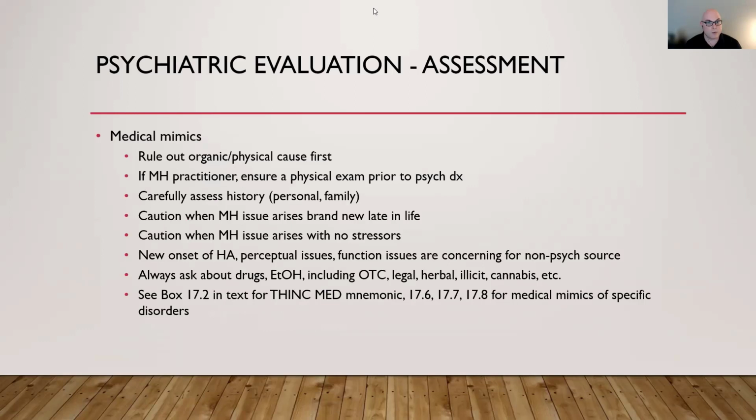Okay, so now again, we're deriving our diagnoses here. That's what we're doing in the assessment. So the first thing we've got to think about is medical mimics. We have to rule out those organic and physical causes first. The reason being, a medical mimic can be a severe life-threatening issue. So if the patient is coming to you and you diagnose them with depression, but they actually have severe hypothyroidism, severe anemia, uncontrolled diabetes, whatever it could be, a space-occupying lesion of the brain, a brain tumor, you can't miss those.